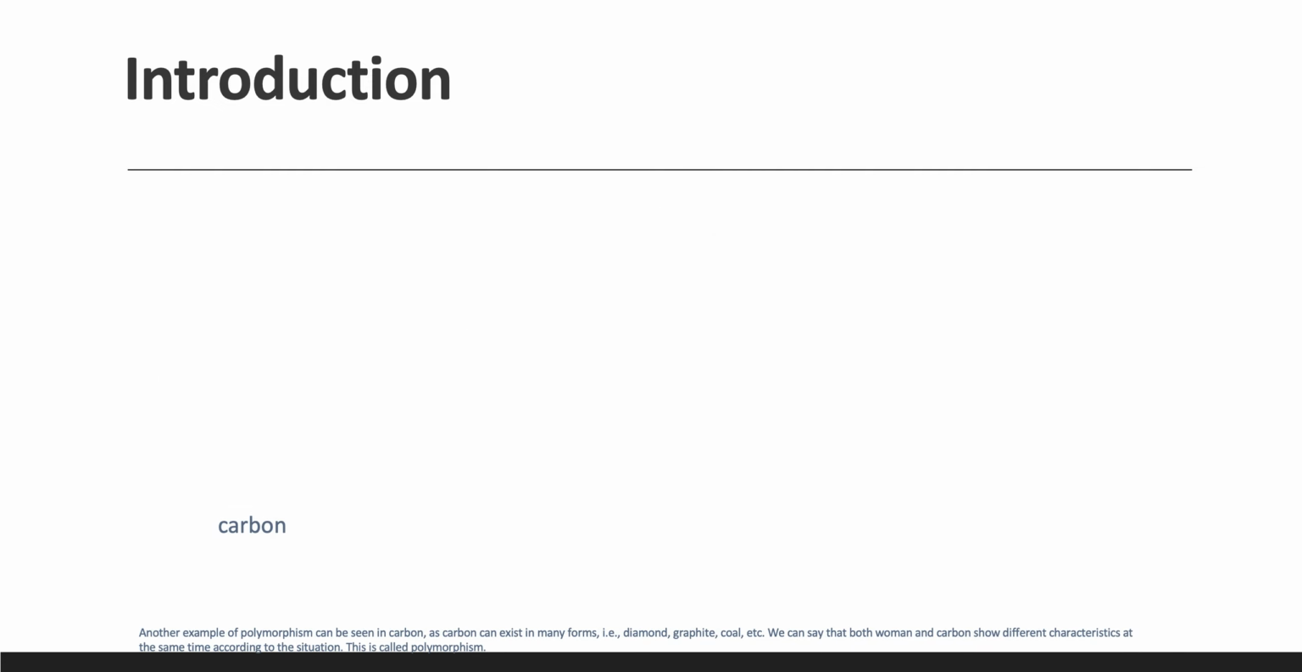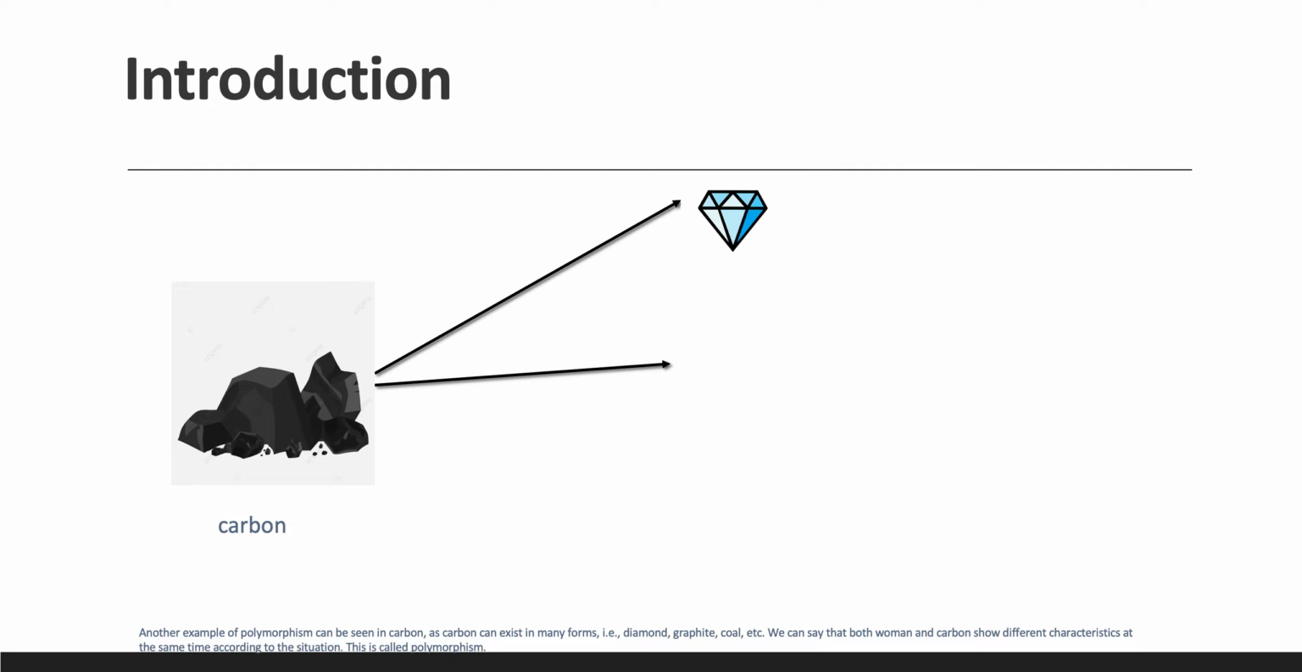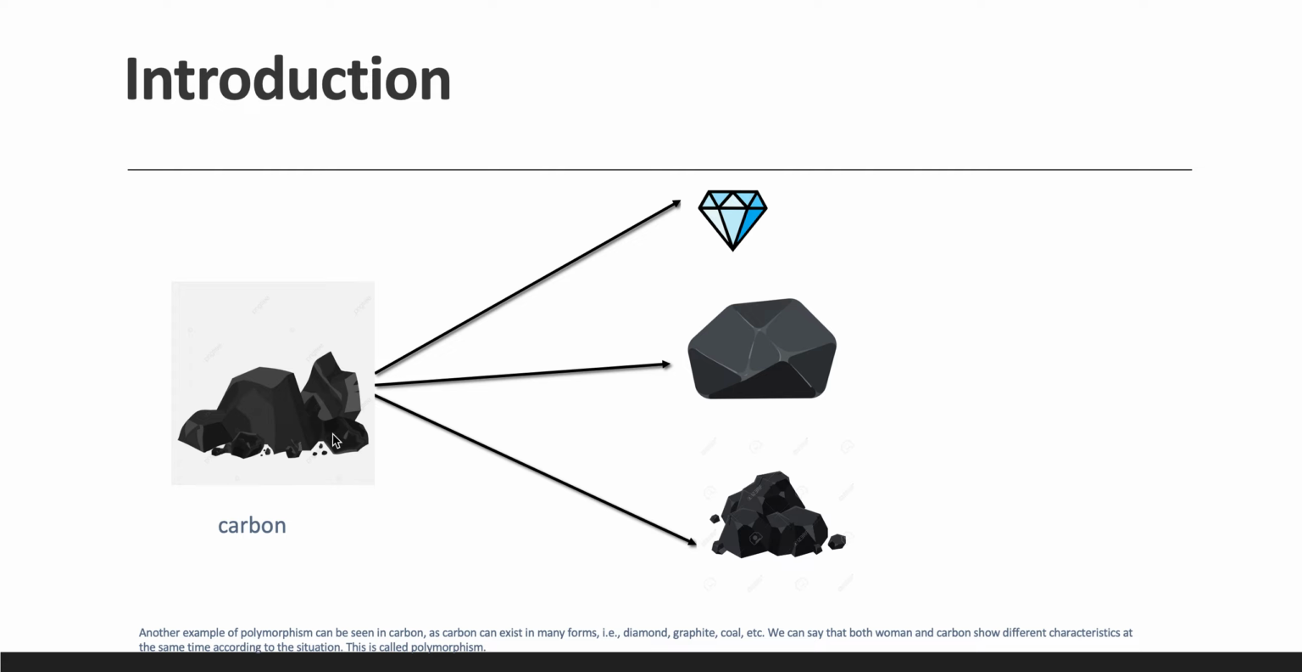Take another example, carbon. Carbon can also be formed as a diamond or graphite, or you can say coal. So here carbon is behaving differently in different situations, right? Carbon can exist in many forms, like diamond, graphite or coal. So we can say that both the woman and carbon show different characteristics according to the situation, and this is nothing but polymorphism. It means one can perform multiple tasks based on the situation.